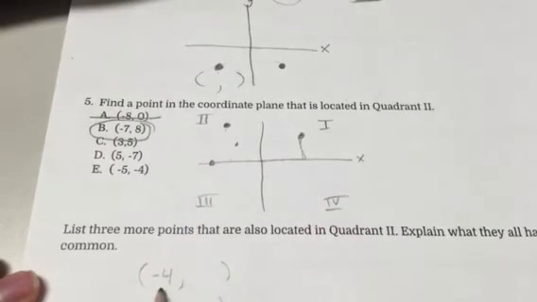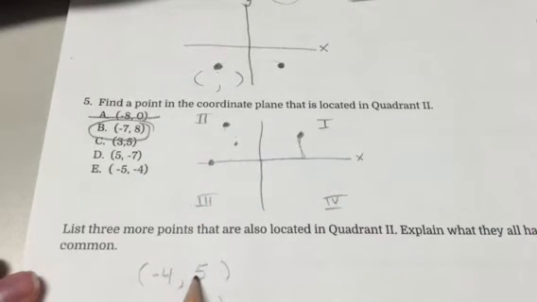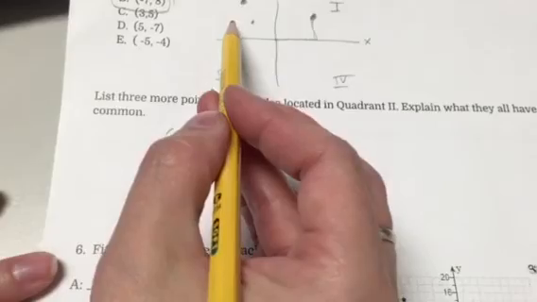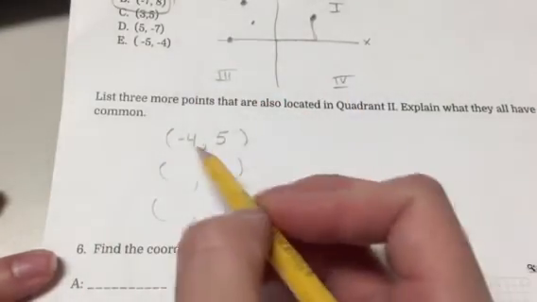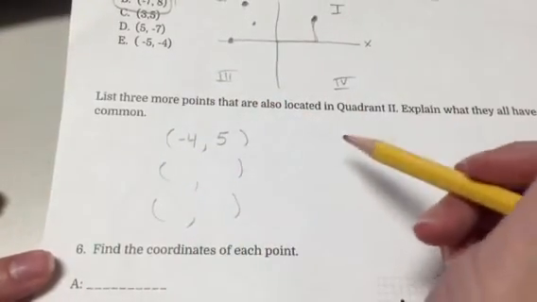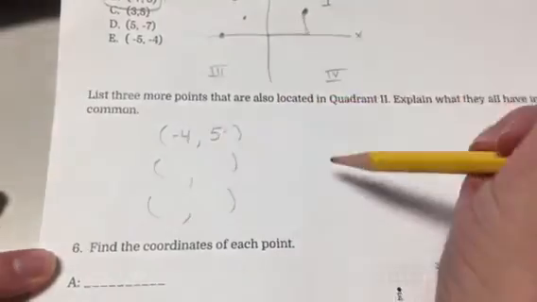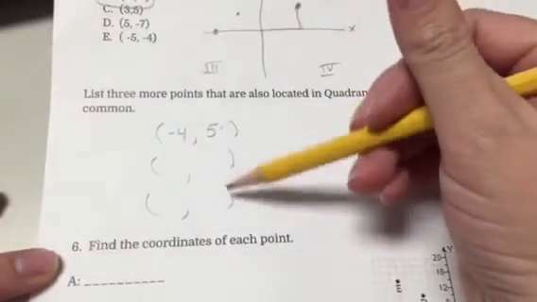So I might have the point negative 4, 5. So I'm going to have you guys come up with 2 more points that would fall in that quadrant, and then you're going to list what do they all have in common. Are all their x's negative and their y's positive? You're going to check that out once you find 2 more points.